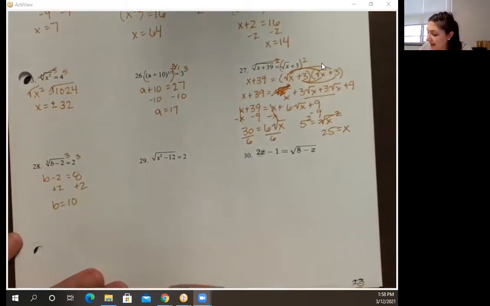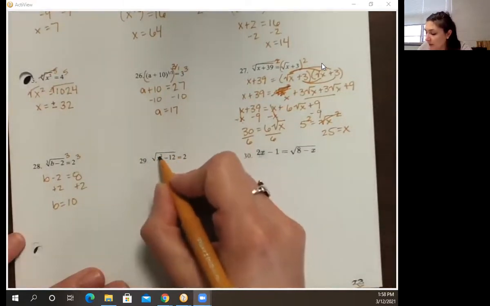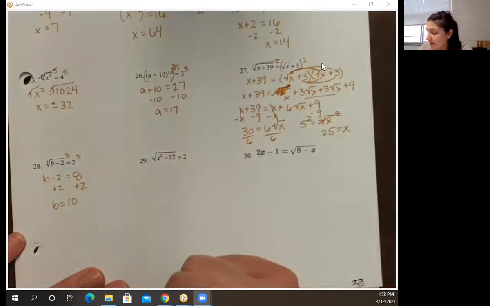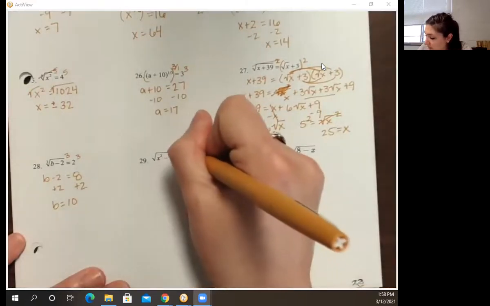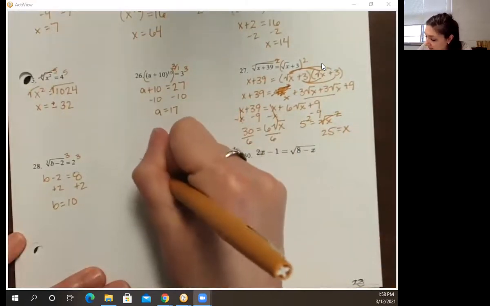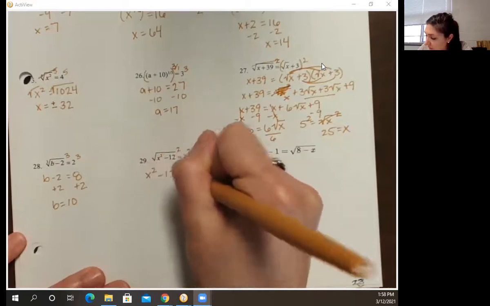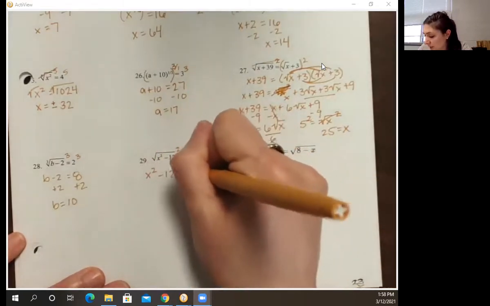For number 29, again, I've got a root here. This is the only root in the problem, and it's by itself on the left side, so I can go ahead and square both sides. This gives me x squared minus 12 equals 2 squared, which is 4.